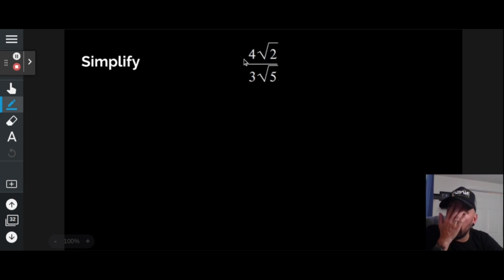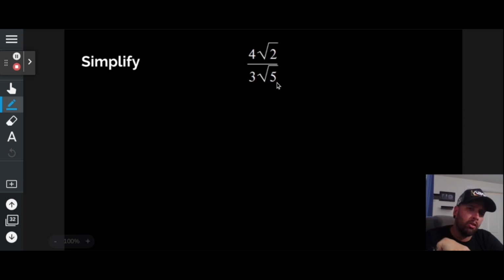Now, here's the issue with this guy right here. You're not allowed to have square roots on the bottom of a fraction, in the denominator. You are going to see this a lot in pre-calculus, where you're going to have square roots in the denominator. And this is what you do.